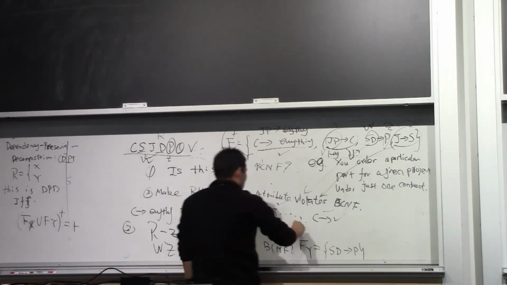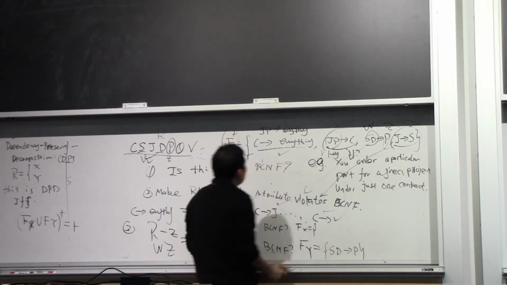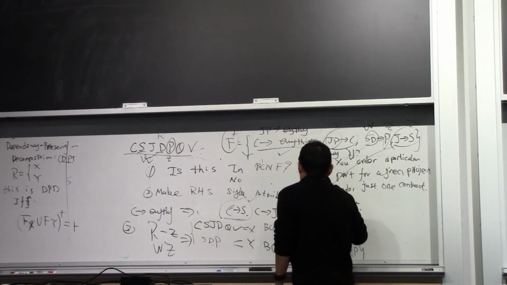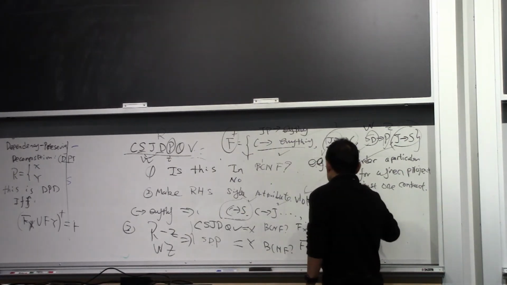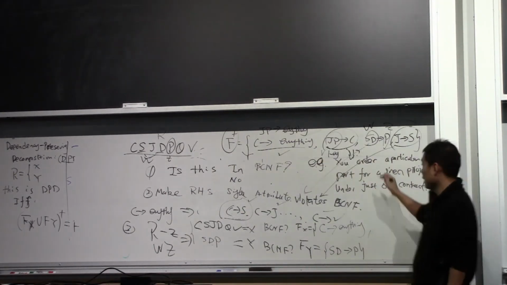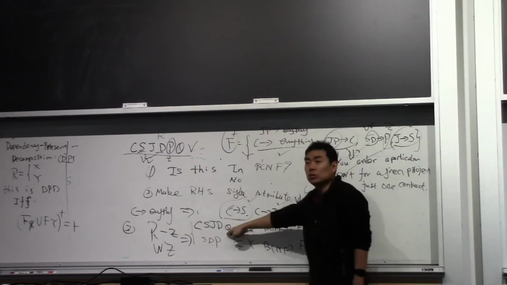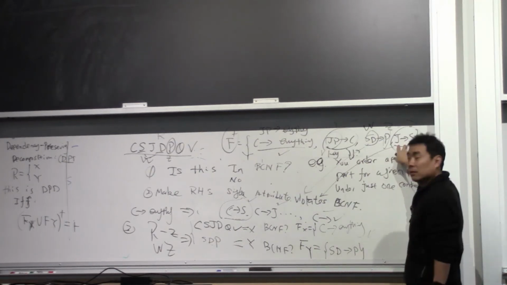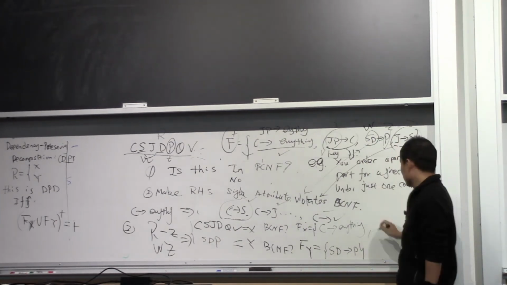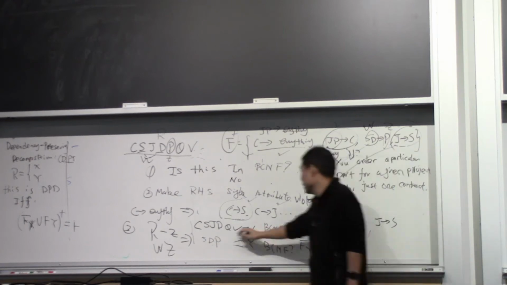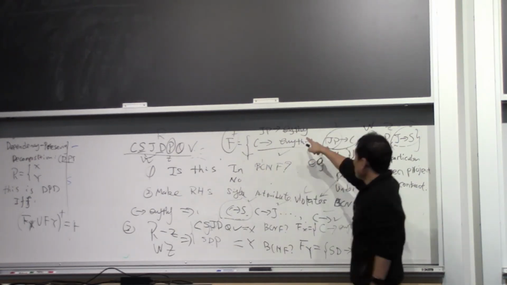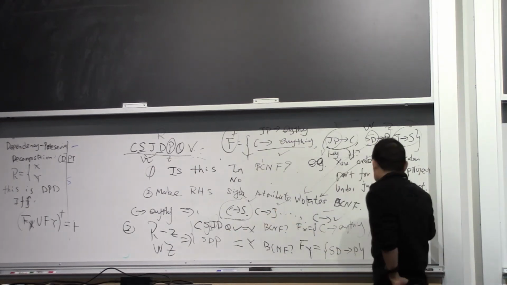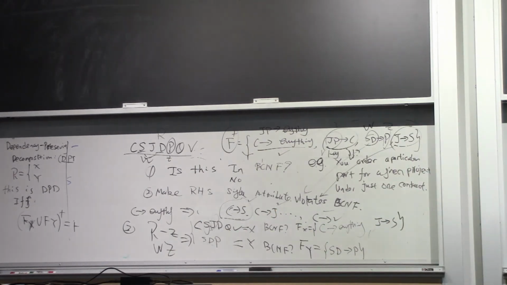What's Fx? You still have C determines everything. Do you have SD determine P? No. You don't have P here anymore, right? You only have SD. What about J determines S? Yes. That survives because both J and S are here. What about JP determines everything? Obviously that's gone because P is no longer an attribute here. So you end up with this. That's Fx, that's Fy.